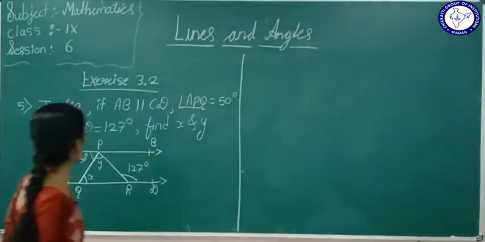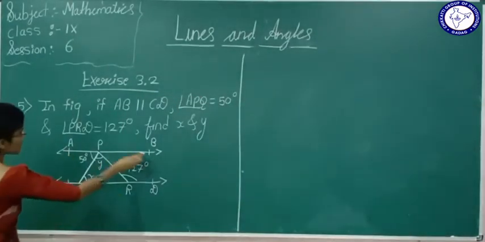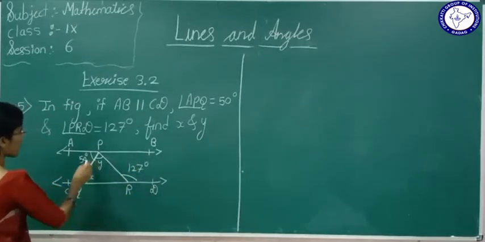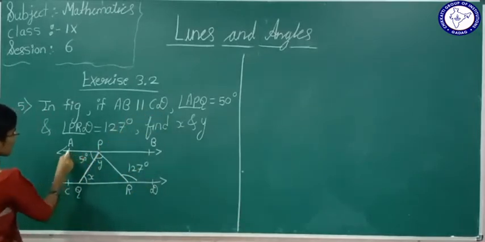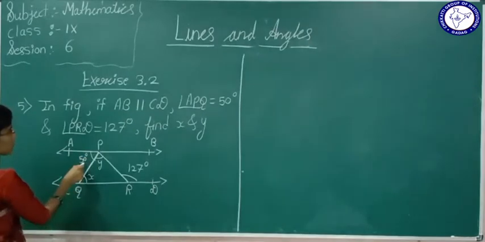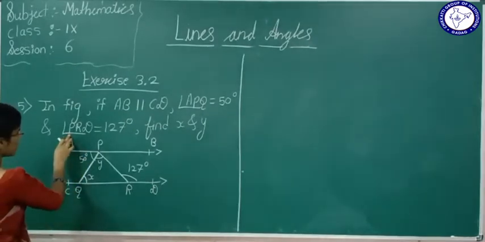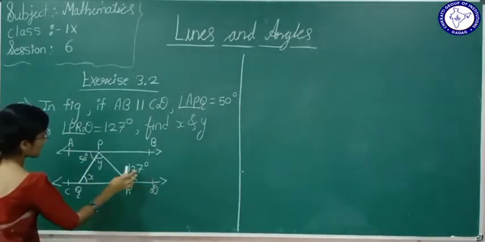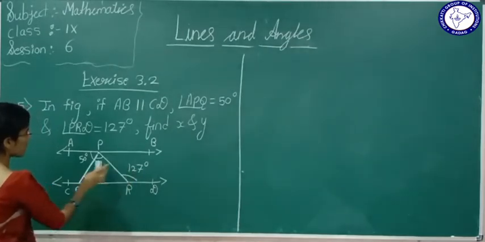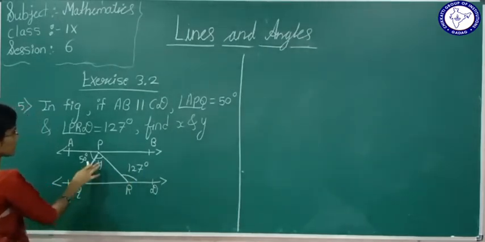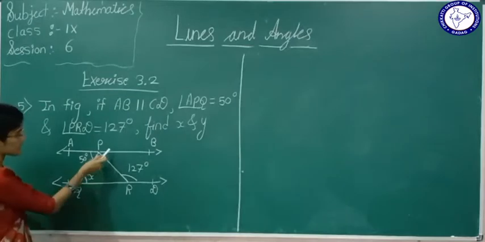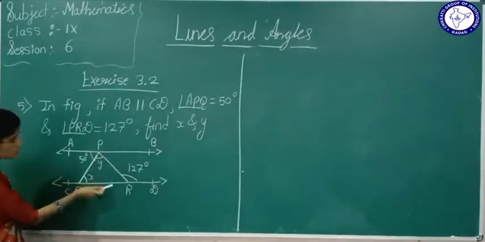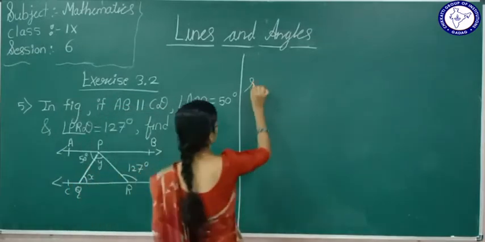See here in the figure, AB is parallel to CD, and what are they given? Angle APQ is given as 50 degrees and angle PRD is given as 127 degrees. Find the value of x and y. When they have given that these two lines are parallel, we will observe it. Solution.